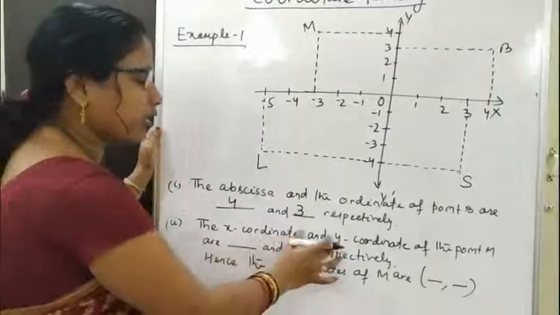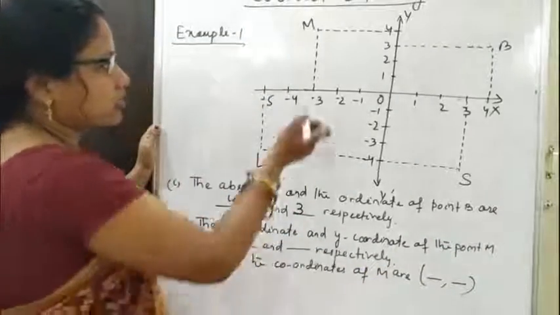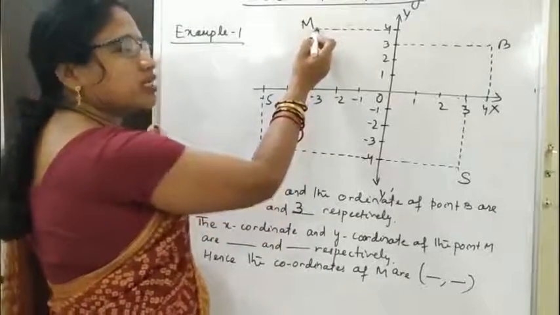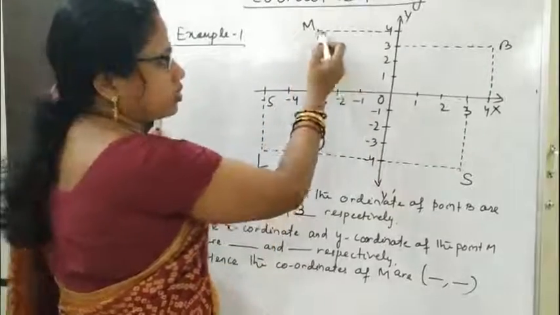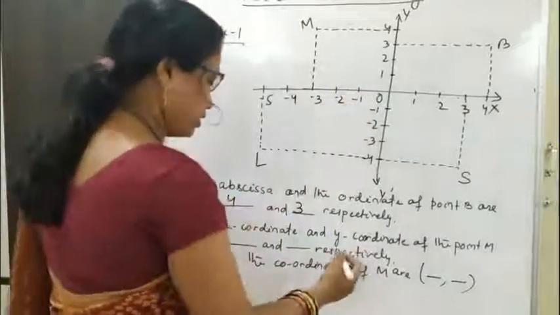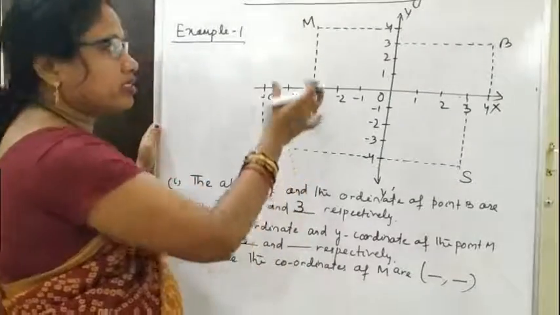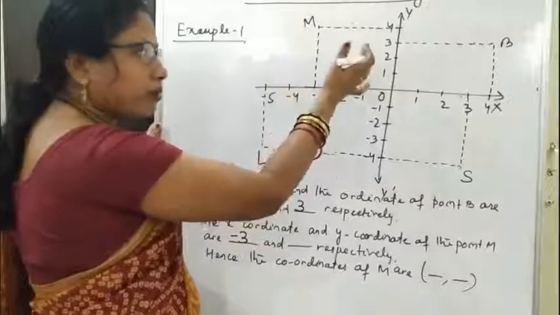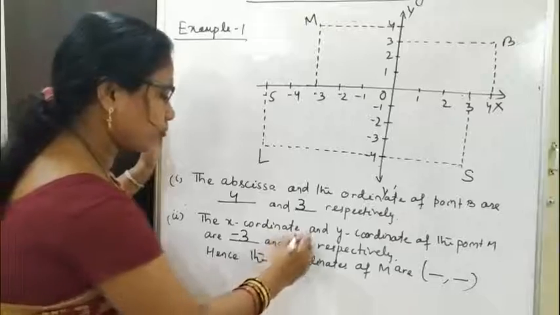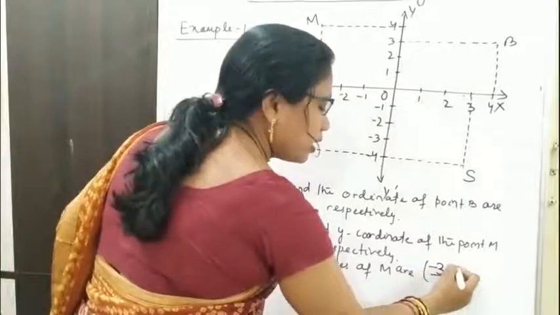Then the x coordinate and y coordinate of point M are dash and dash respectively. So here is the point M. What is the x coordinate? The x coordinate is the distance of point M from the y axis. So this distance is 3 units, but in the negative way, that is minus 3. And the y coordinate is the distance of point M from the x axis. That is this distance, so this is 4. Hence the coordinates of M are minus 3 and 4.